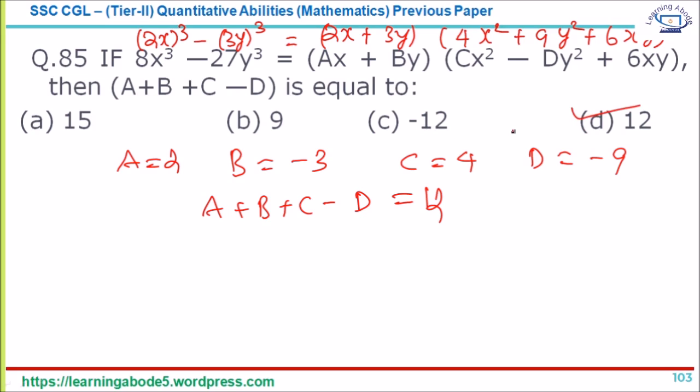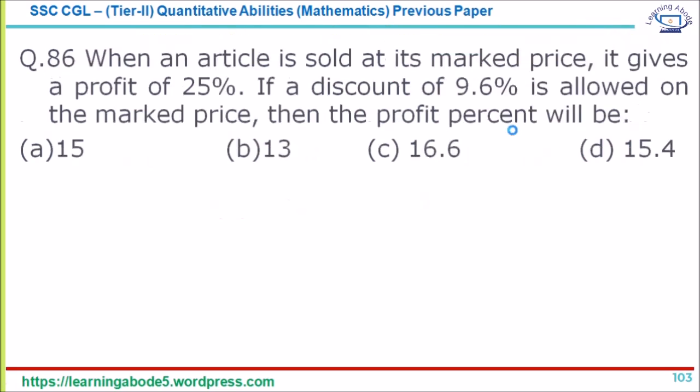Alright, now question number 86. When an article is sold at the mark price, it gives a profit of 25%. If a discount of 9.6% is allowed on the mark price, what will be the profit percentage? So when it's sold at mark price, it is 25% profit, right? So that's 1.25, which you can also write as 5 by 4.